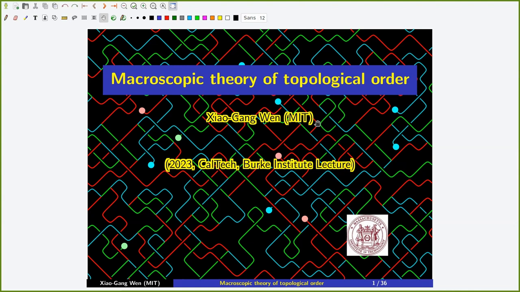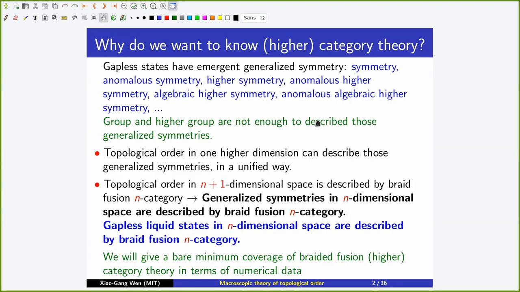So in the last lecture, we discussed some models which gave rise to long-range entangled states and topological order. Today I'm going to discuss a macroscopic, or maybe mathematical, theory for topological order. The mathematical theory turns out to be so-called category theory. So the question is, why do you want to know about category theory, and in particular higher category theories? It sounds scary, but remember this.